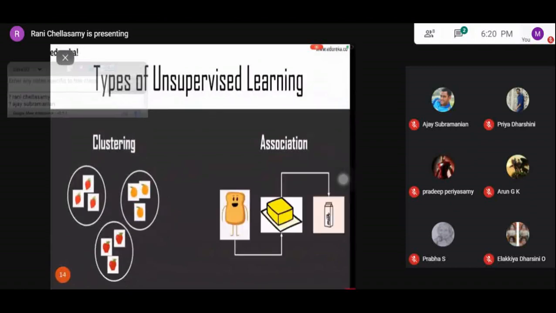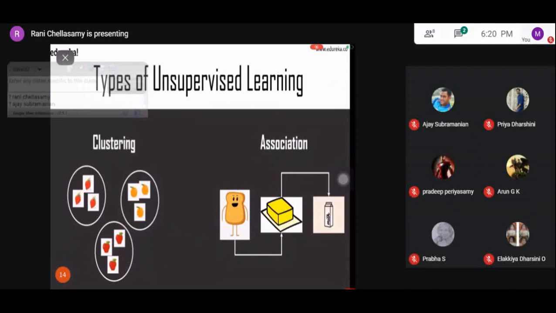Coming to association. Association is all about mapping the dependencies between the objects. For example, if you buy butter and bread, the person may also buy milk. Likewise, there is some association, relationship, or dependency between the objects or items. So this is called association. These two, association and clustering, belong to the unsupervised machine learning algorithms.